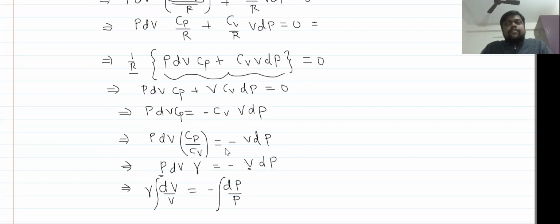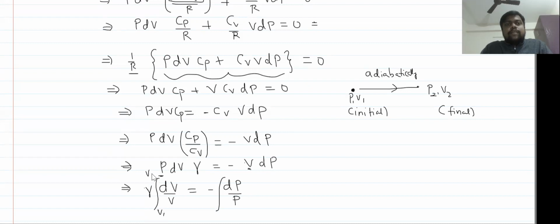And integration will be from V1 to V2. Means this adiabatic process is brought from P1 V1, and adiabatically it is brought to another state of gas, that is P2 V2. So this one is initial and this one is final. So for the lower limit we will put initial, that is volume V1, and final volume will be V2, and here initial pressure is P1 and final pressure will be P2.